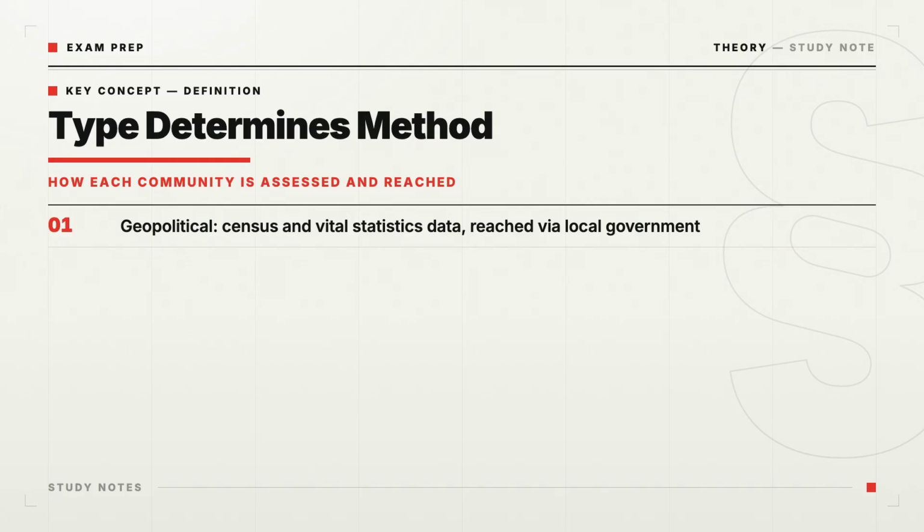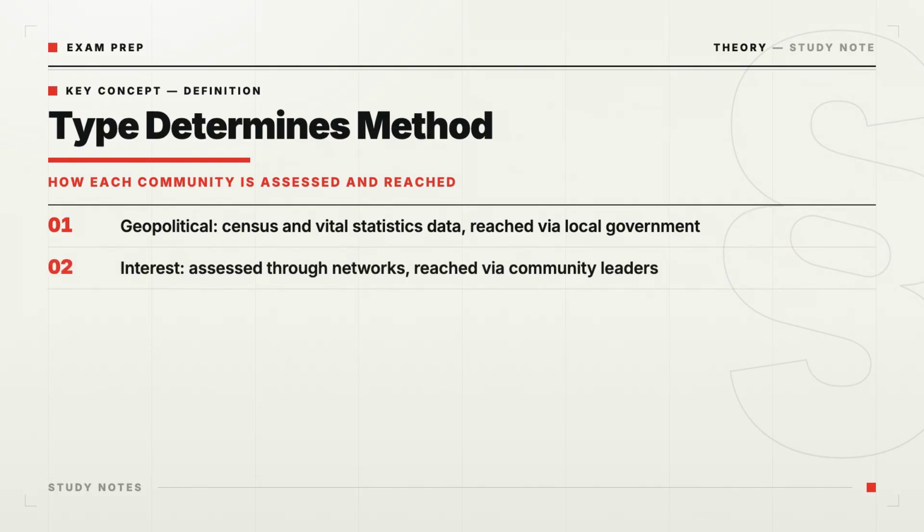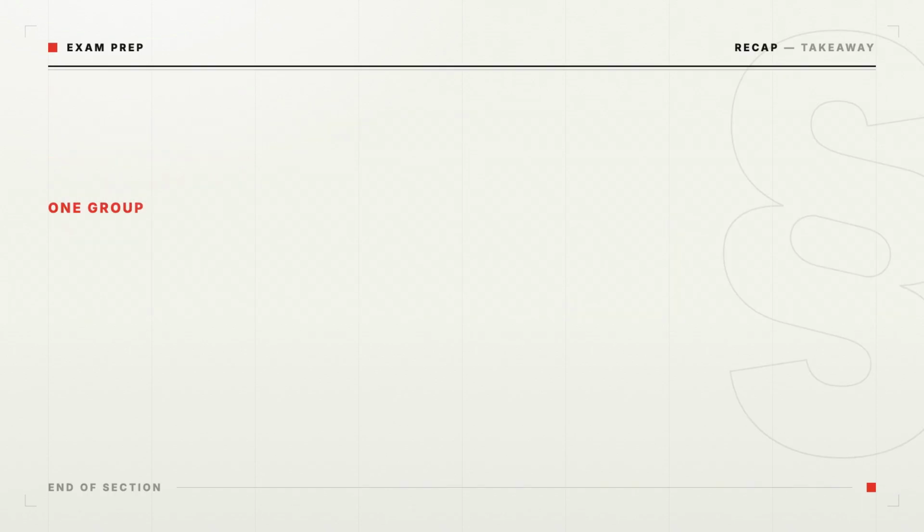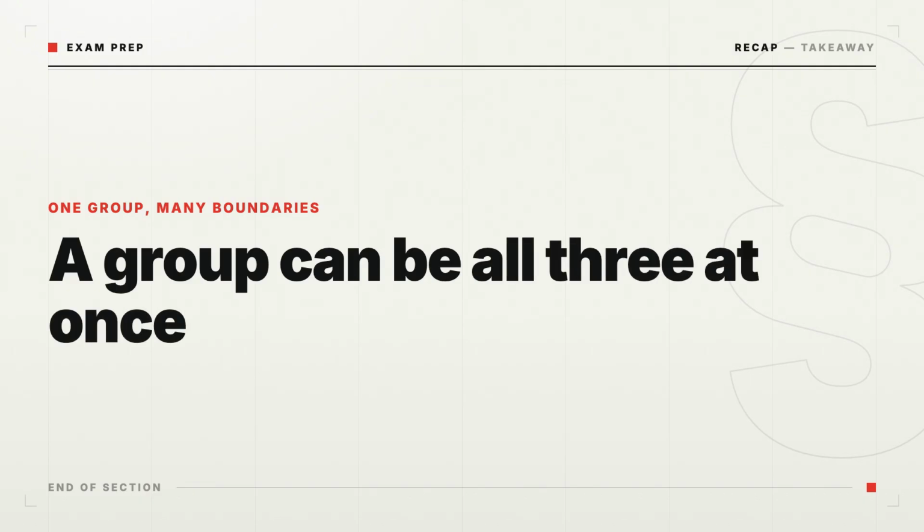A geopolitical community is measured with census data and reached through local government. A community of interest is measured through its own networks and reached through its leaders, since its members scatter across many tracts. A community of solution is assessed by the problem's footprint and requires negotiating across different authorities. These types aren't exclusive. A rural county is geopolitical. Its farming families form a community of interest, and if it joins neighbors on groundwater protection, that coalition becomes a community of solution.